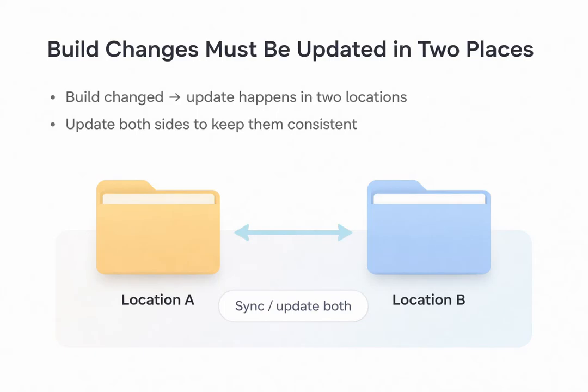A key technical point is that when the build is changed, the update needs to happen in 2 places. This usually happens when a project has 2 deployment targets, 2 directories that serve content, or a duplicated structure, like one for a root build and another inside a public directory. If you update only one, you can get mismatched behavior. One path serves the new code, while another still serves the old code.